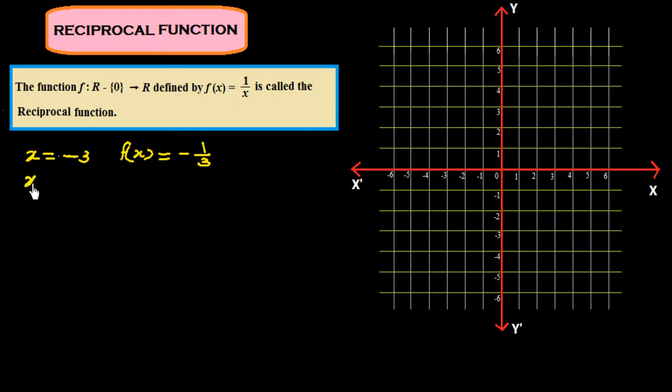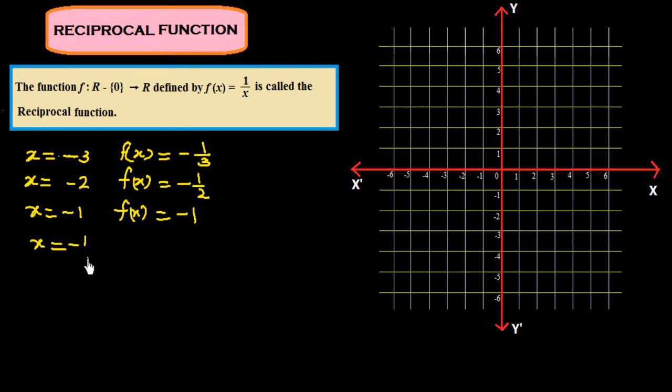If we have x equal to minus 2, f of x is minus 1 by 2. If we have x equal to minus 1, then f of x is equal to minus 1. Or we take some other negative fractional numbers. So we get x equal to minus 1 over 3, so f of x is equal to minus 3. If we take x equal to minus 1 over 2, we get f of x equal to minus 2.